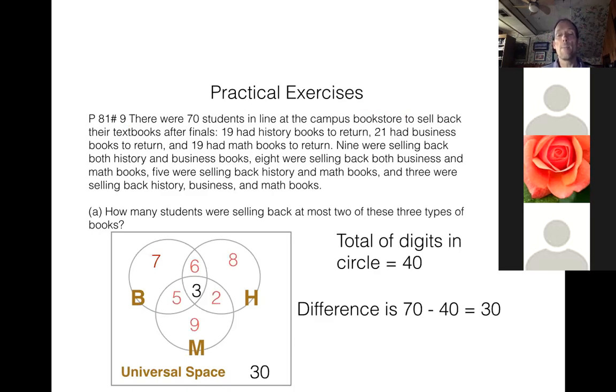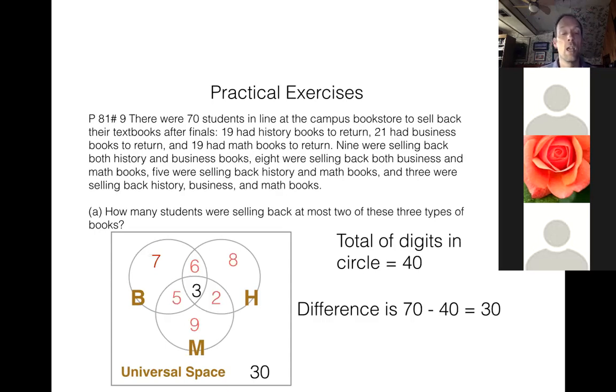So if they're selling back at most 2, it means that they definitely made a transaction. They sold something back. So in the diagram, what number do you think we want to stay away from? Like, what's your intuition say? What part of the region should you stay out of if you can only sell back 2? Let me rephrase that. If you can sell back a maximum of 2, what part of the diagram do we need to avoid? Is it the outside? Okay, that's great.